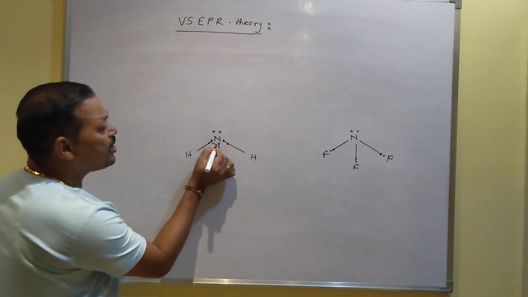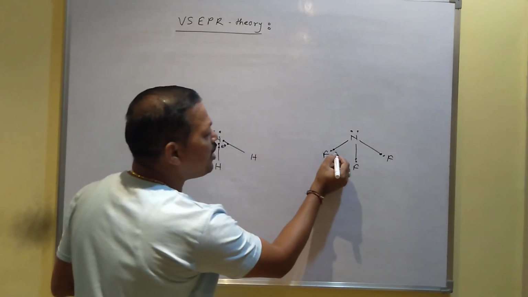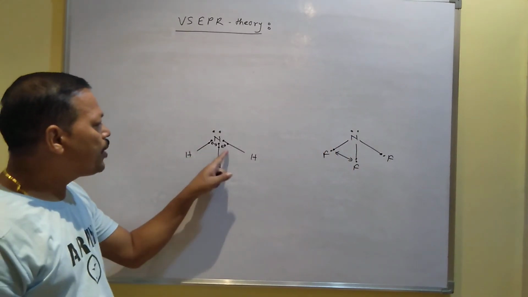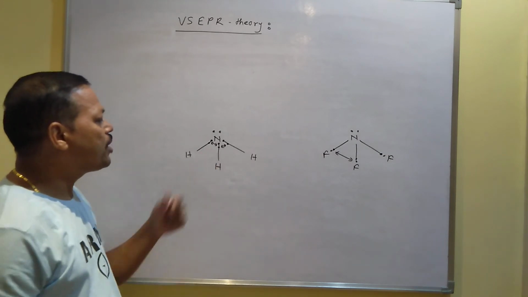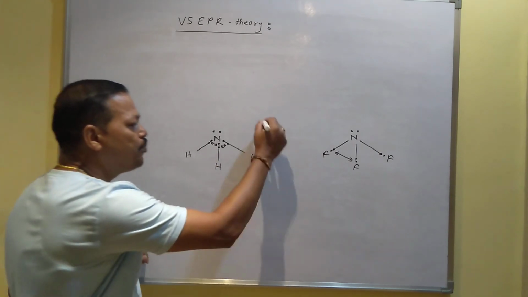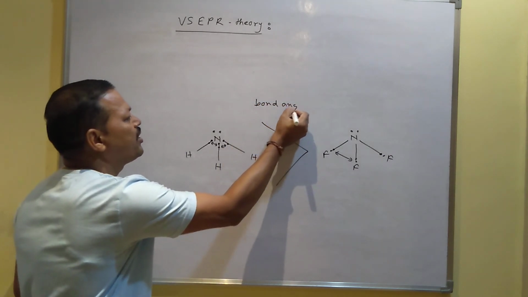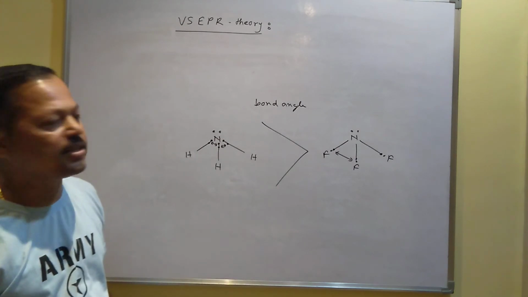So here bond pairs are closer, that's why bond pair repulsion takes place. Here bond pairs are far away from each other, that's why repulsion will be less. Since bond pair repulsion takes place, I mean the central atom is more electronegative, that's why the angle becomes more. I mean the bond angle of NH3 is greater than NF3 due to this electronegativity difference.